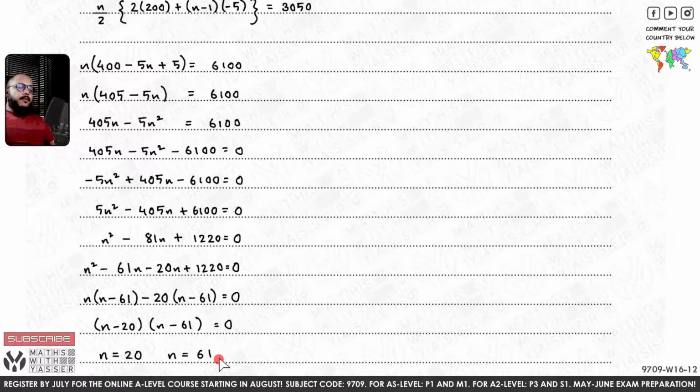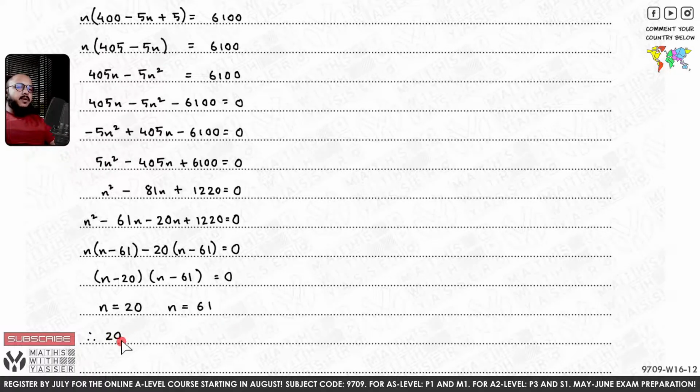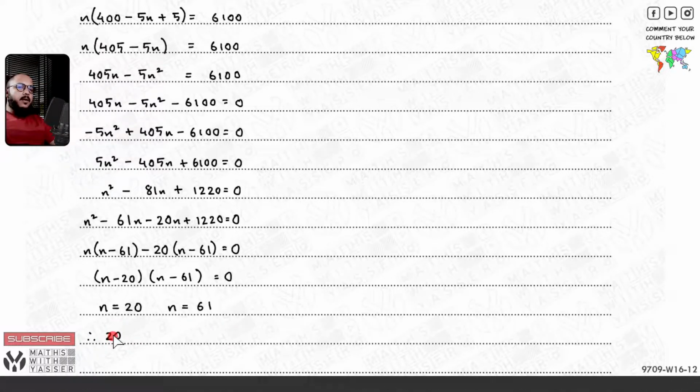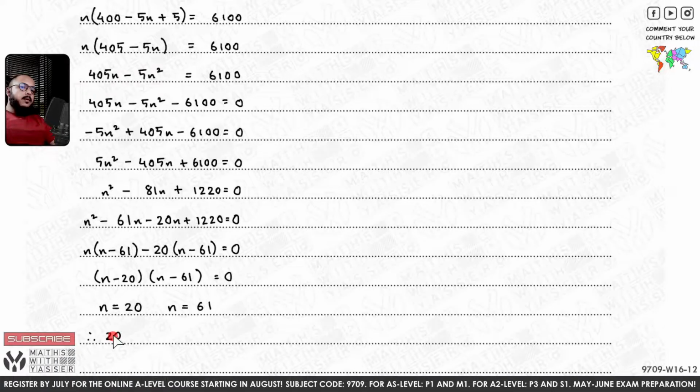Now you need to think of that one of the nature of a quadratic equation is to give you two values. But for this case, the answer will be just 20 because that is the first time when he will be crossing, when he will be completing the 3050 kilometer journey.